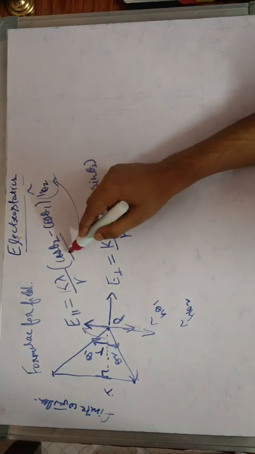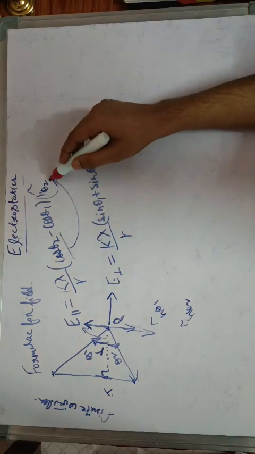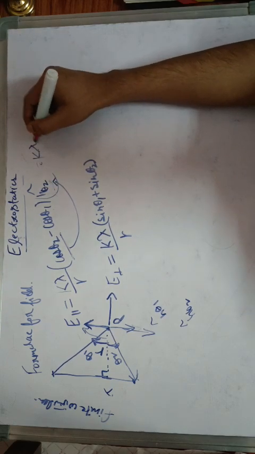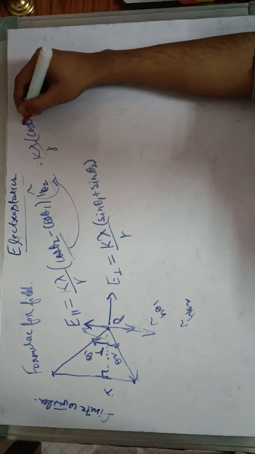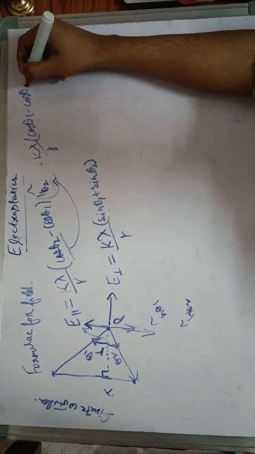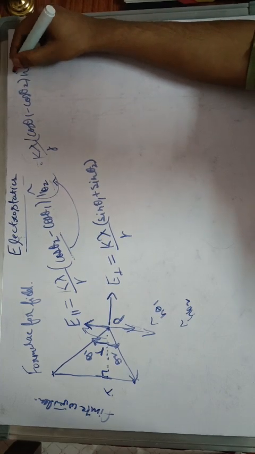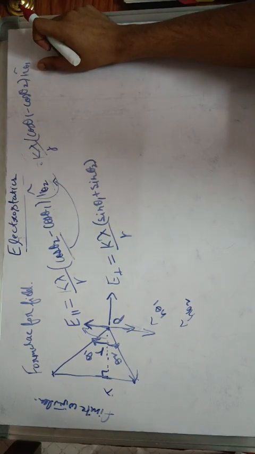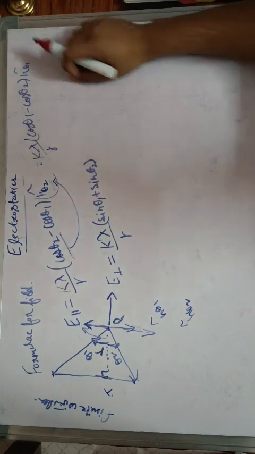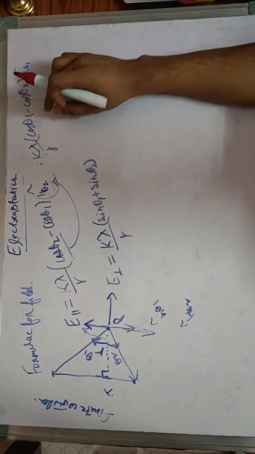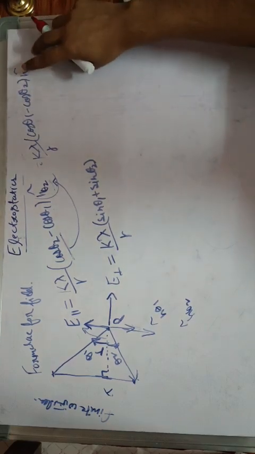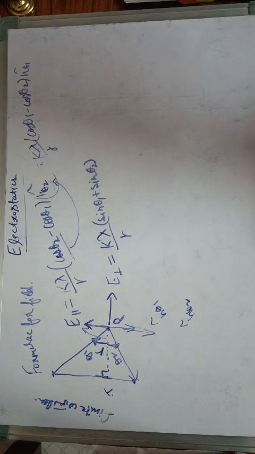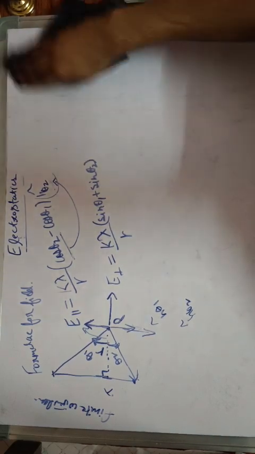So the angle from which I am subtracting, I will take the same theta unit vector here. I can also write it as k lambda upon r times (cos theta 1 minus cos theta 2) n theta 1 cap. When we take the negative of this, the negative sign comes out, and multiplied by this will give n theta 2 cap. So the formula will look like this.